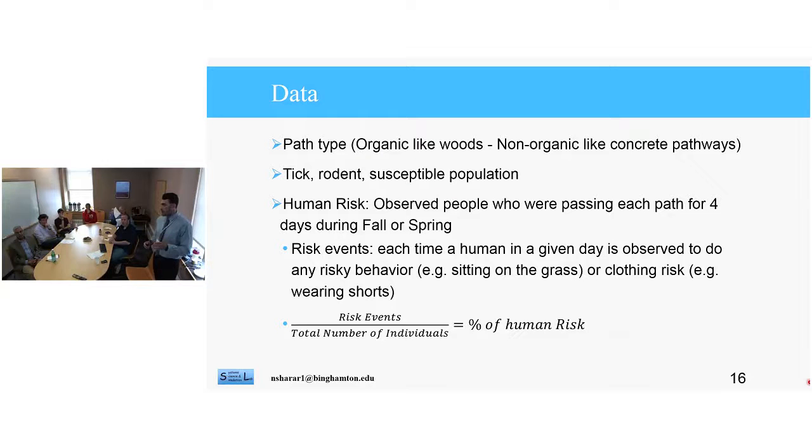So we have 6 different kinds of data. We have path type. Some of the walkways are organic, like woods. Some of them are non-organic, like concrete pathways. We have tick data and infected tick data. We have rodent data and susceptible population. Those are the students and faculty members that walk through the walkways. Then we have human risk. We have observed people for 4 days during fall and spring, the people who were walking those walkways. Every time those students were sitting on the grass or wearing shorts, we counted that as a risky event. And then we calculated the percentage of human risk in each walkway.